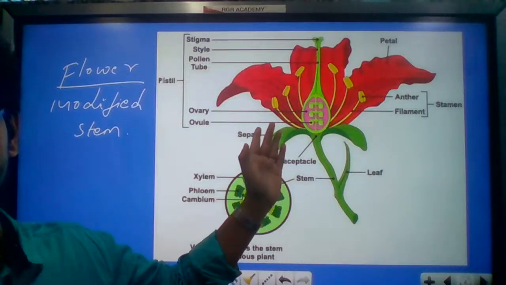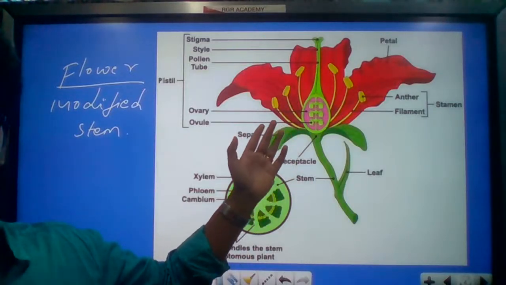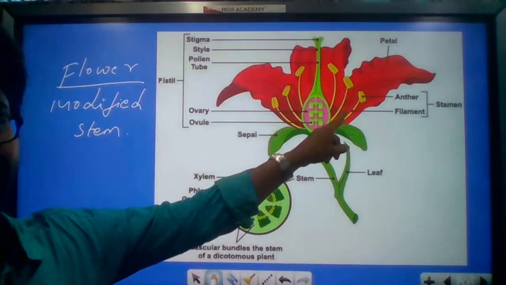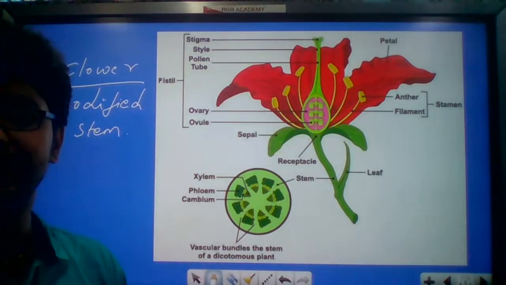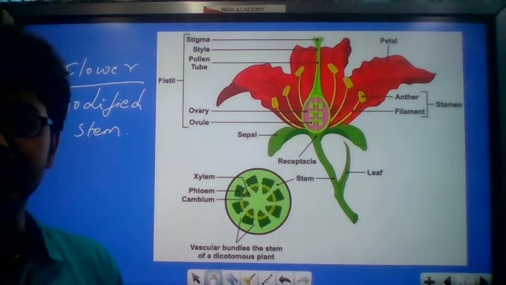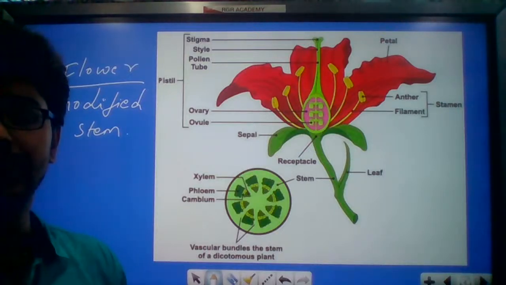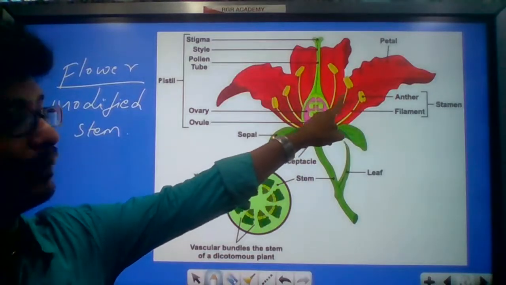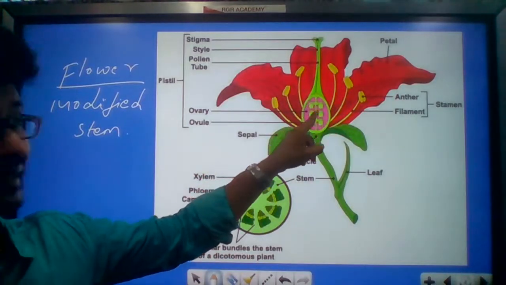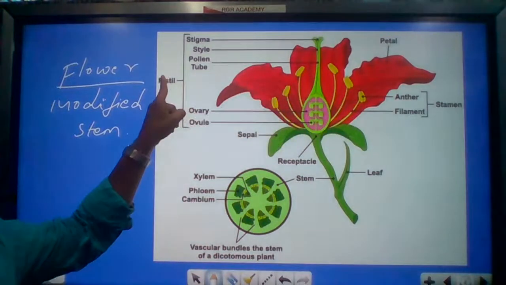We call this monoecious or dioecious. What is the name of the flower where both male and female parts are present in the same flower? Use the terms we discussed yesterday: monoecious or dioecious, unisexual, bisexual, homothallic, heterothallic. This we already discussed, where you could see both male and female, like in the case of hibiscus, the stamen, and also you could see the pistil.